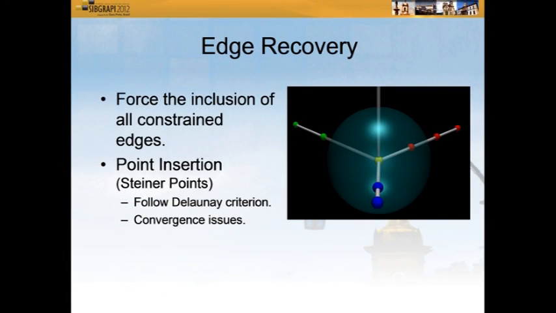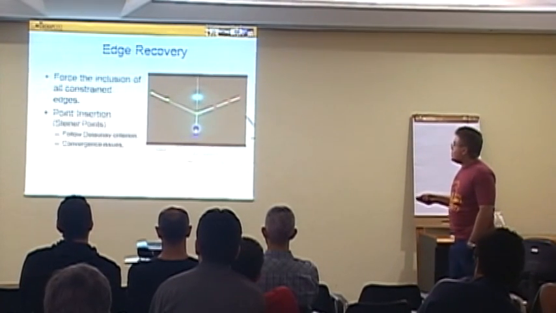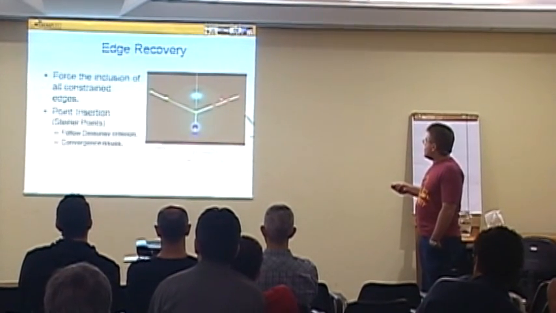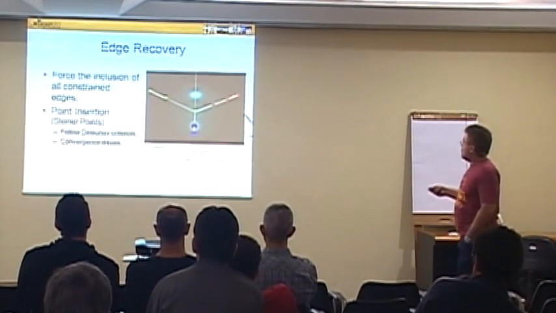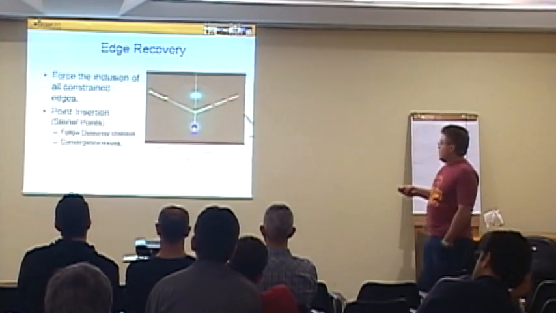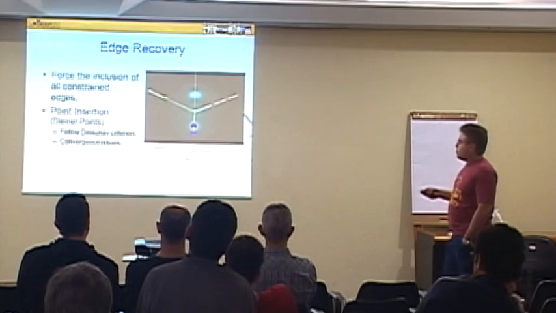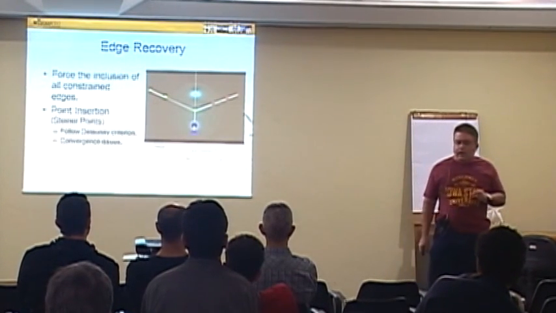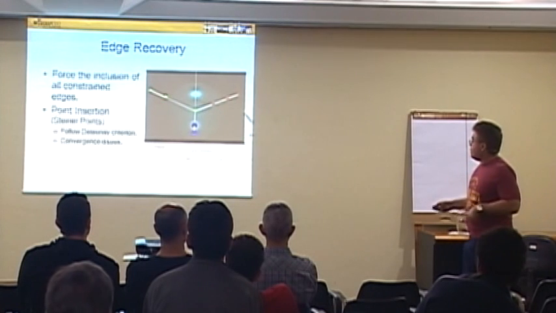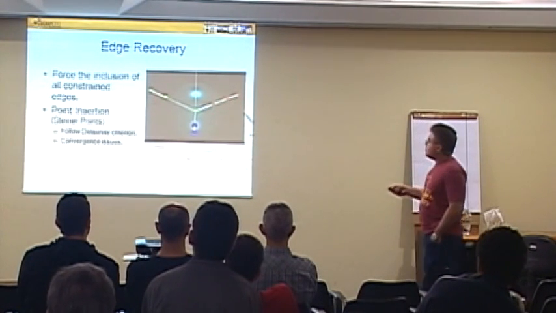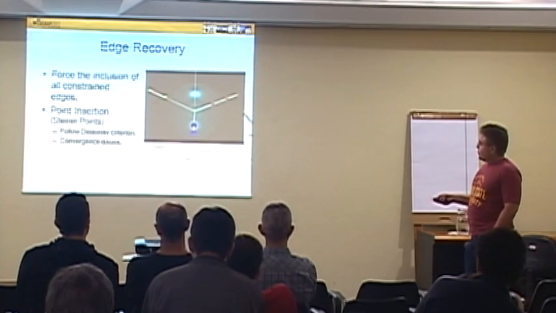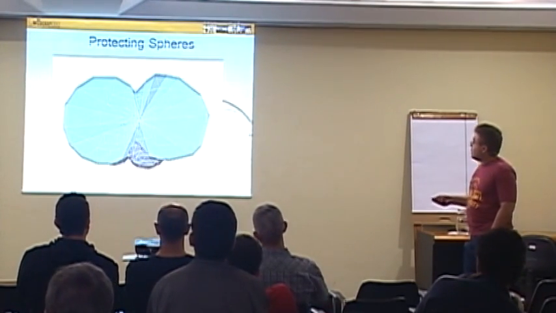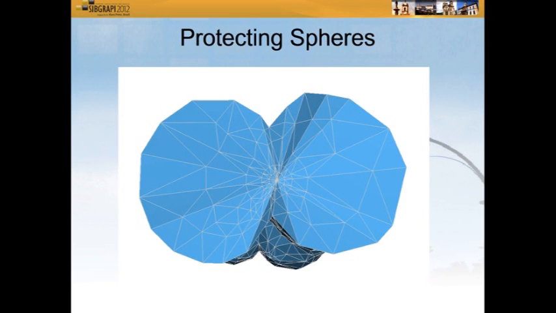The process that we use to force the inclusion of the constrained edges is a process called stitching, and we just insert a vertex in the middle of a missing edge. Since Delaunay triangulations have the nice property that the closest points are always connected by an edge, eventually this will recover all the missing edges. There are some convergence issues, but we can use protecting spheres in order to avoid a non-convergence process.